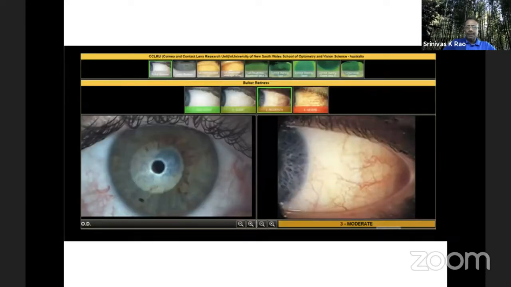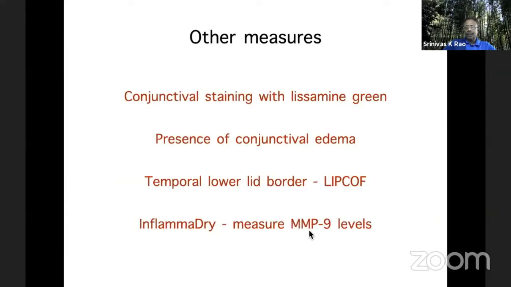Ocular surface inflammation, usually we use the redness score. The machine can take a picture and then you can compare it to one of these scales that are available, the Efron scale or the CCLRU scale, to give you a grading. But the other measures can be measured quantitatively using the measurement of the MMP9 level. And that is basically done using the inflammatory device, which is like the TearLab, which again is a problem because most of us don't have access to it.